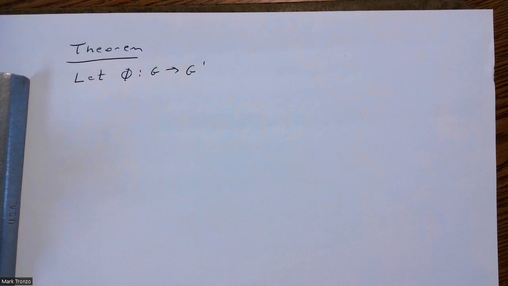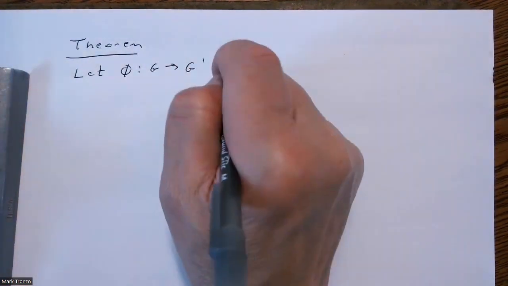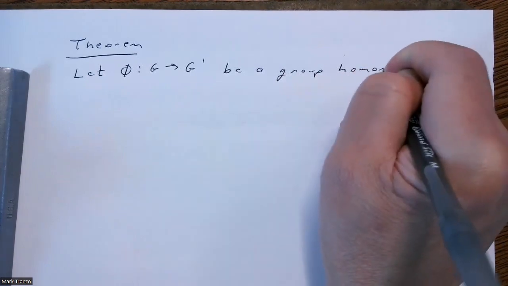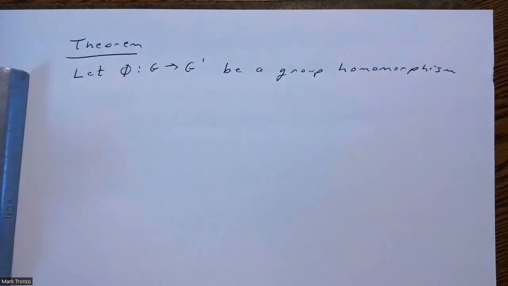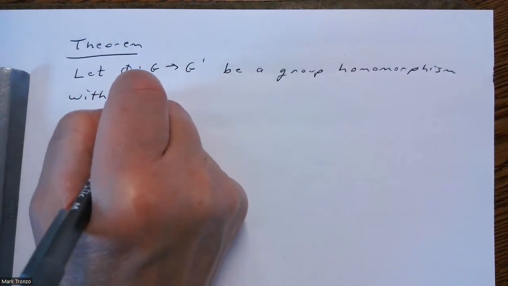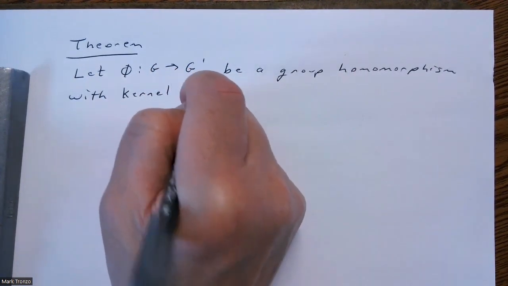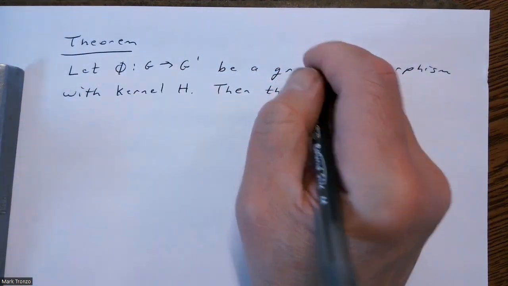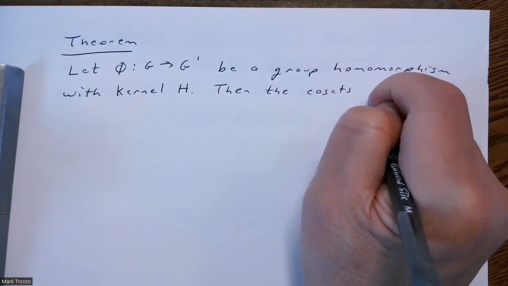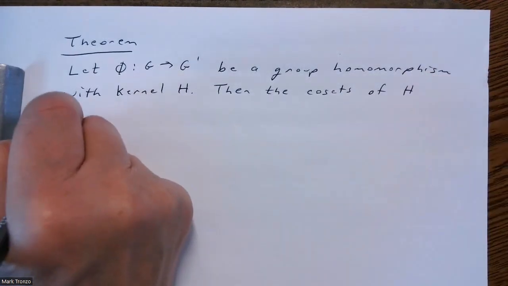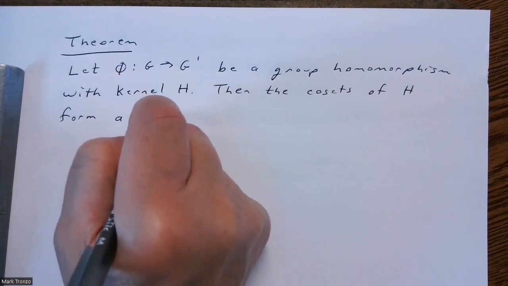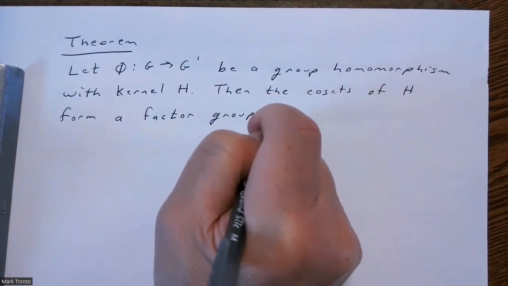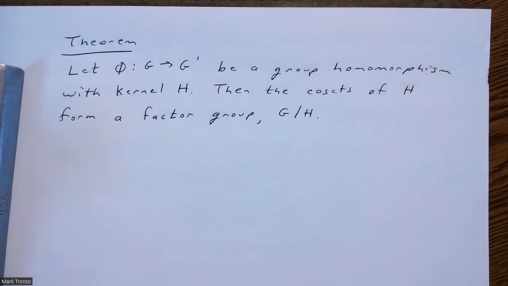Let phi be a homomorphism with kernel H. Then the cosets of H form what's called a factor group, and it's usually written this way.